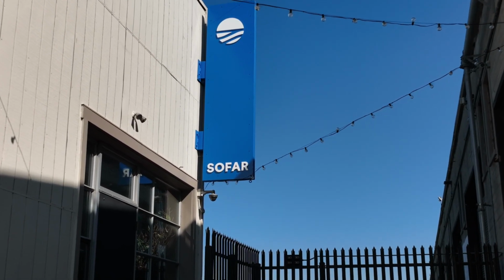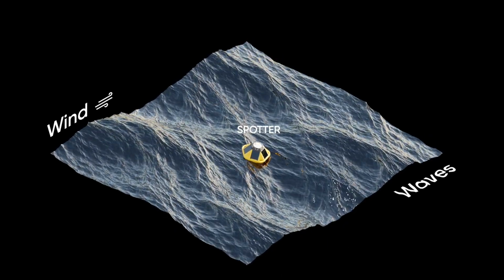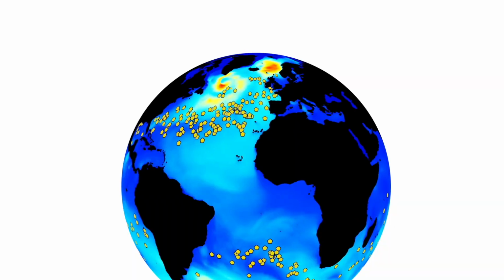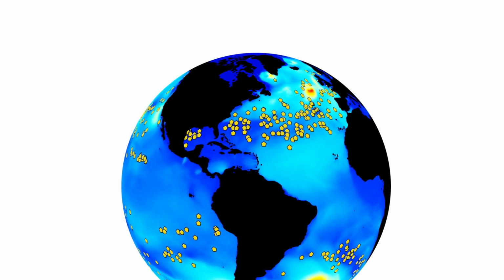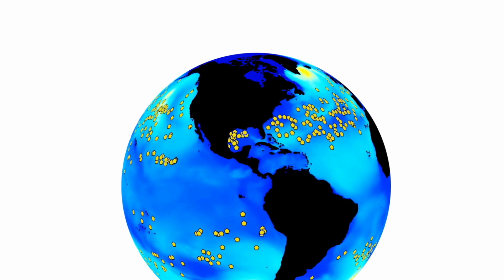So once we've built that hybrid physics data-driven vessel performance model, we're actually not done, because at SOFAR we're always collecting more data. We have our spotter buoys that we're constantly putting more out into the ocean, and they're collecting data 24 hours a day, 365 days a year. So with more spotters in the water, our weather forecast accuracy is always improving. And when we take that weather data and we pair it with vessel data in real time, then we can continually monitor the accuracy of our vessel performance model and make any adjustments that we need.